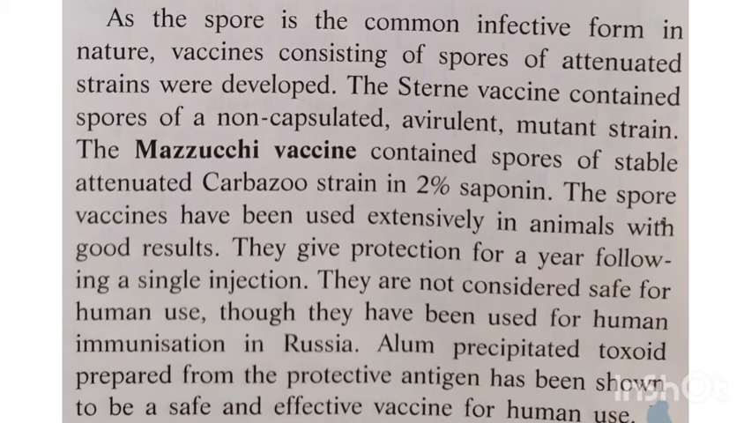Another two vaccines are the Sterne vaccine and the Mazzucchi vaccine. These two vaccines consist of spores of an attenuated strain. These three vaccines, the Pasteur anthrax vaccine, Sterne vaccine and Mazzucchi vaccine, are used only for vaccination in animals, not for human use. This spore vaccine gave good results in animals. It gives protection for about a year following a single injection.